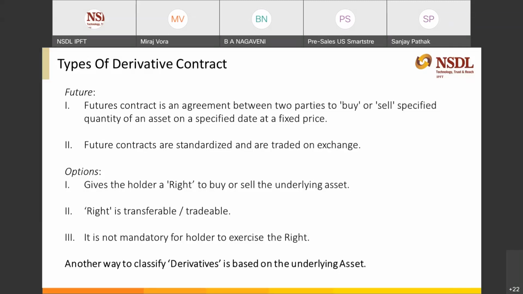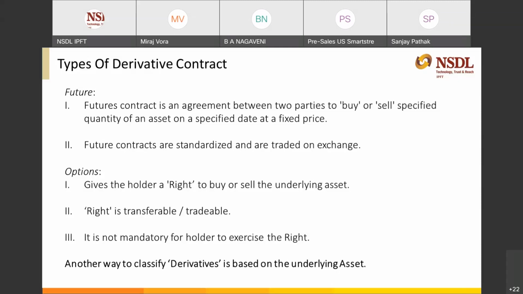Now for options, there are two more subdivisions. One is a call option and the other is a put option. The major difference between these is, if you are a buyer of a call option, it will give you a right to buy that particular underlying. And if you are a buyer of a put option, it will give you a right to sell that particular underlying. So that is the major difference between a call option and a put option.